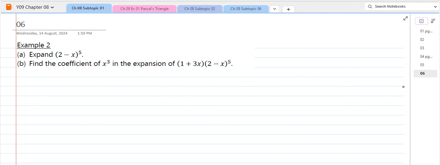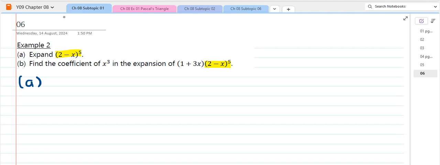The next example is regarding expansion of (2 - x) to the power of 5. And for part B, find the coefficient of x cubed in the expansion of (1 + 3x)(2 - x) to the power of 5. So over here, to answer part B, you have to know the expansion of (2 - x) to the power of 5. So here, there's a correlation between these two examples. So the first part, A, let's expand (2 - x) to the power of 5.